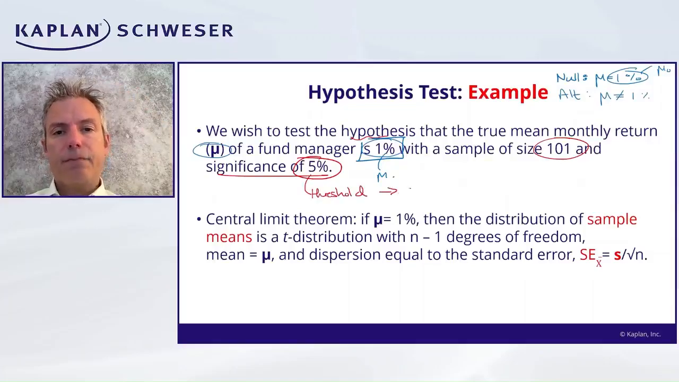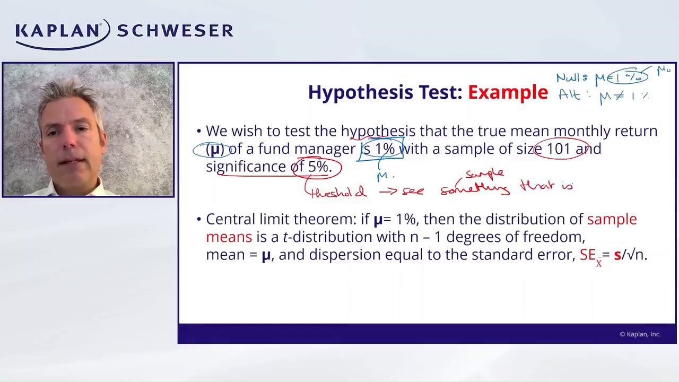If we see something, and when I say something, what I mean is a sample that is less likely than the significance level under the null condition, then we would reject the null hypothesis. And that's the essence of a test.